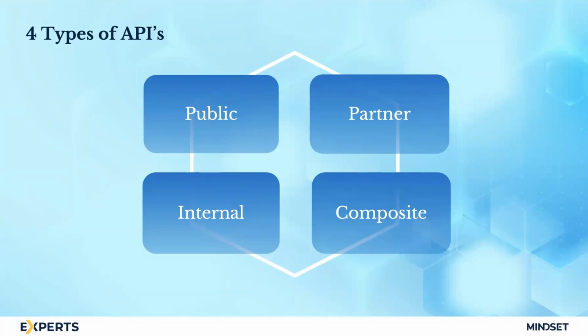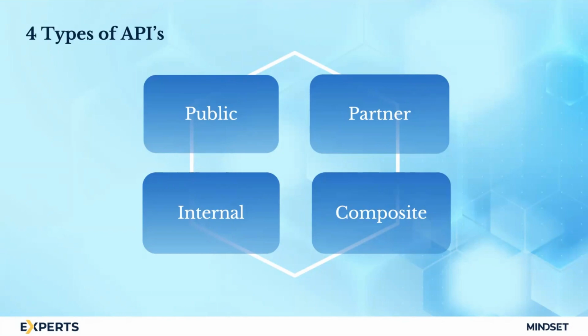Partner APIs are APIs that enable two or more companies to share data or functionality in order to collaborate on a project. These APIs are not available to the general public, and therefore they require some type of authentication mechanism so that someone can log in and validate their identity, ensuring that they're only used by authorized partners.